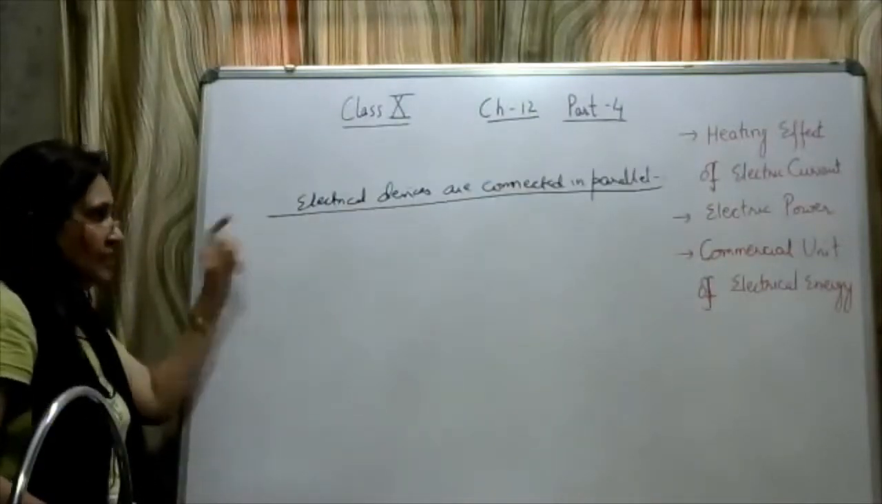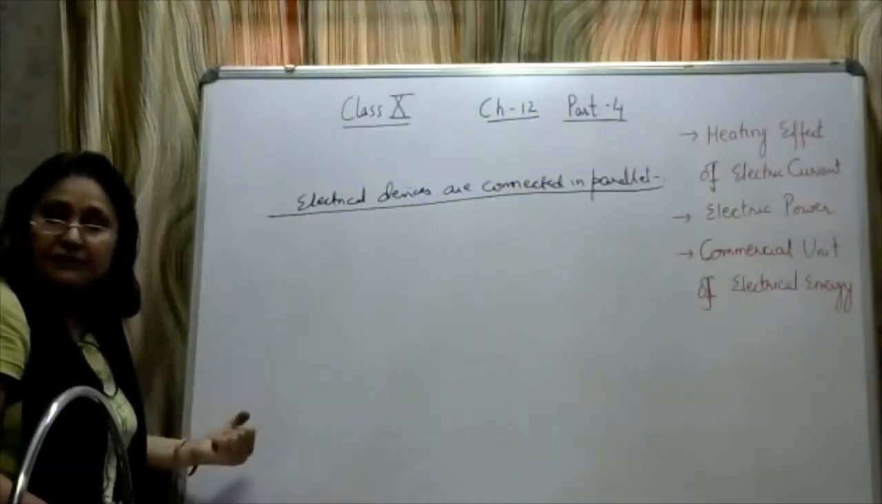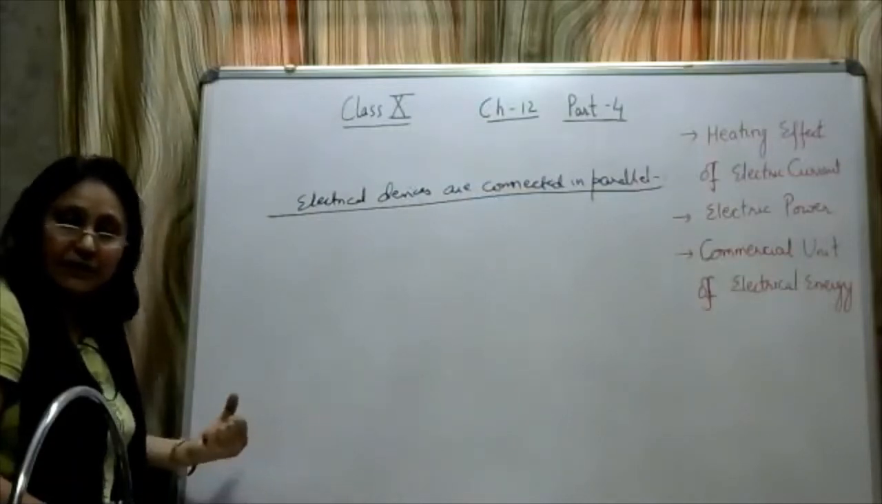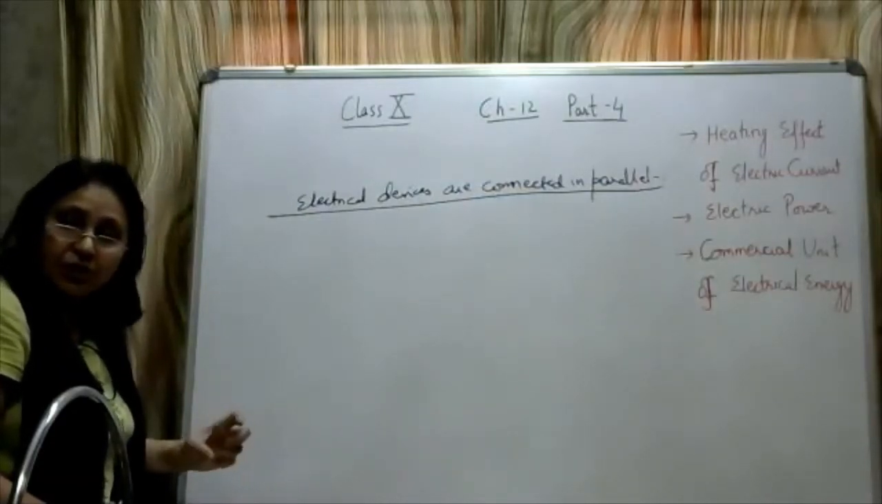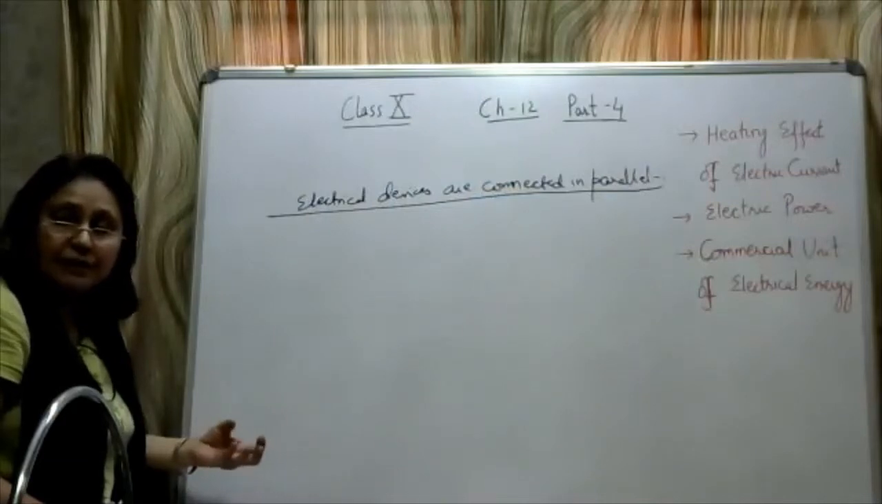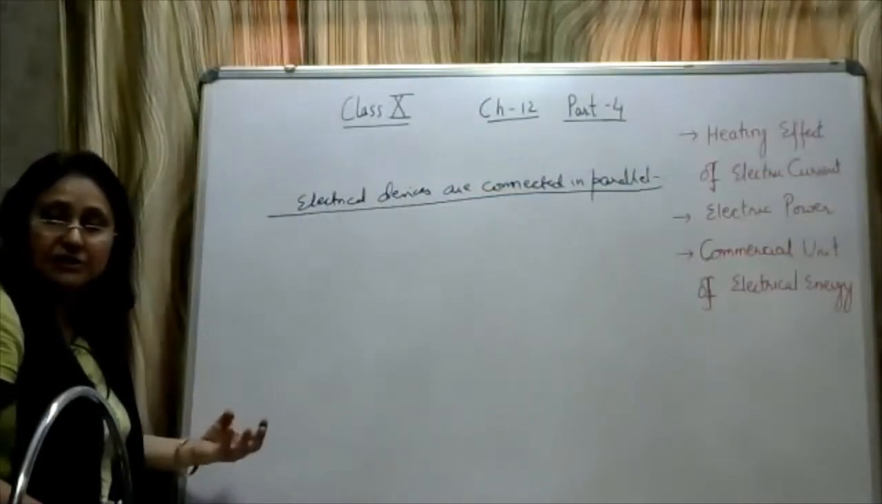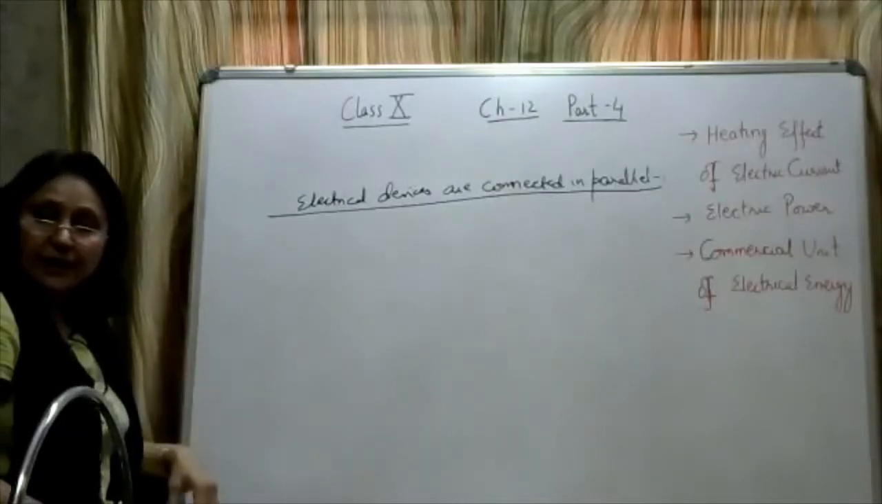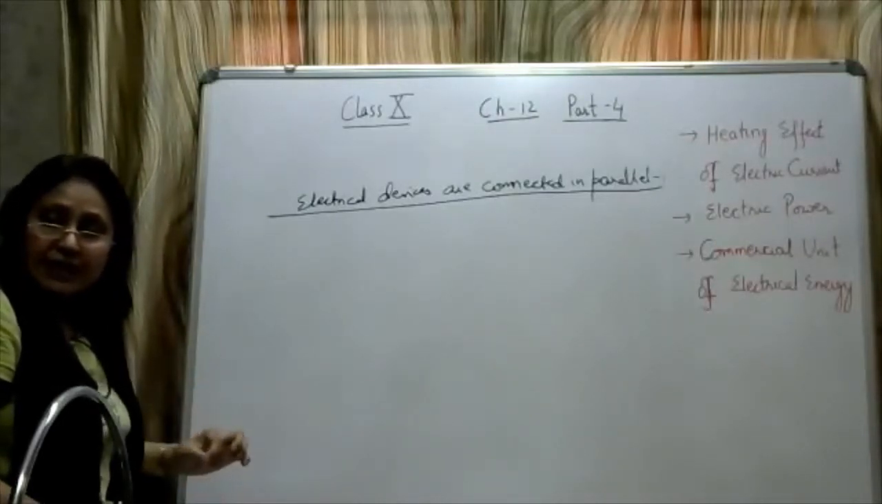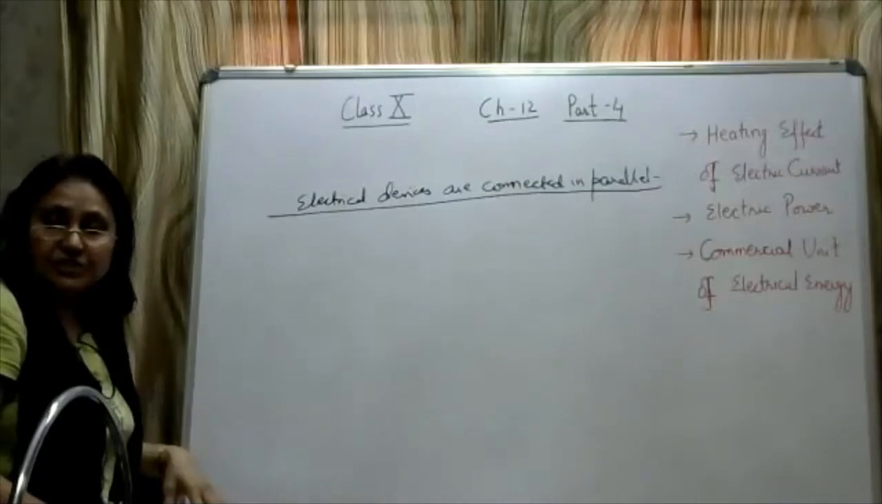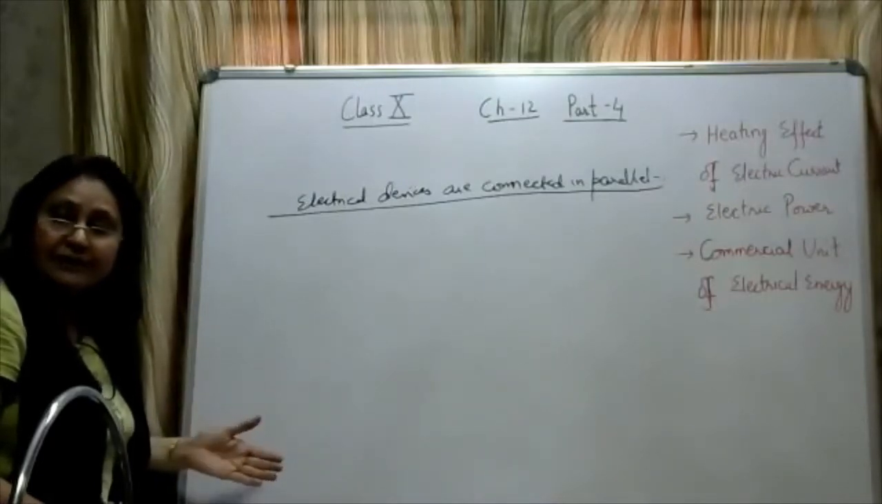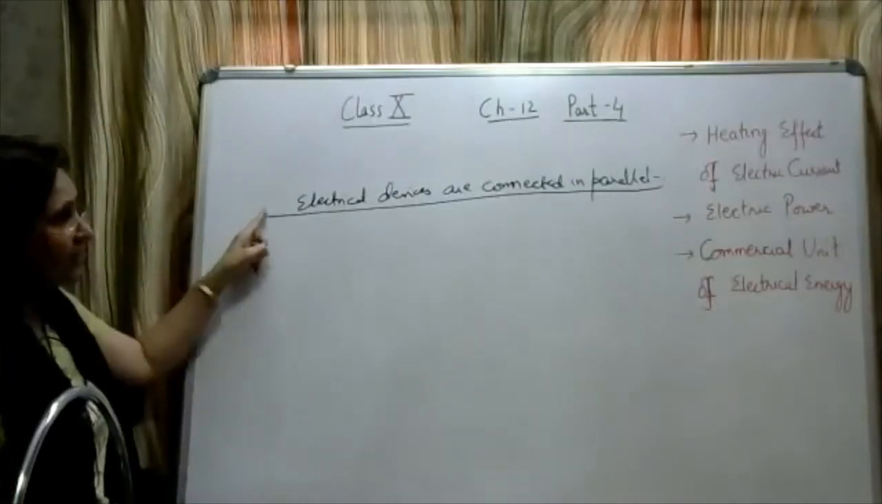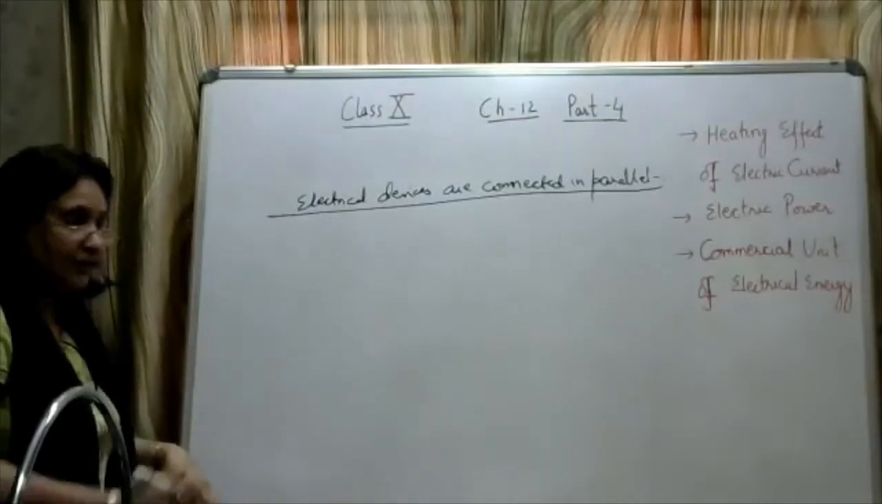In the household circuit, we see that all the electrical devices are connected in parallel. They are not connected in series. All these devices like electric bulb, electric fan, electric geyser, washing machine, fridge, all these are connected in parallel. Why? Because they have different values of resistances, so they require different amounts of current, which is only possible in the parallel combination.